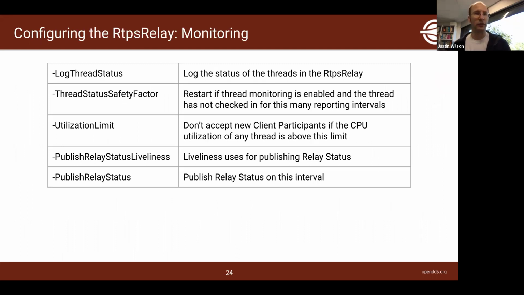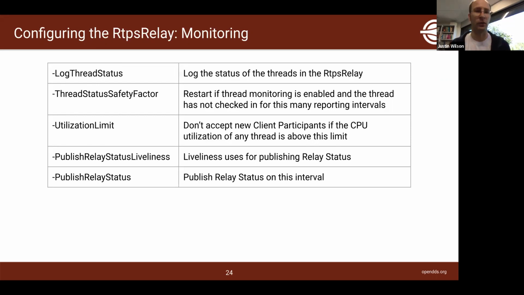So RtpsRelay also has configuration related to monitoring. The first one is you can log thread status. So there is thread monitoring implemented in the RtpsRelay. If you turn this option on, it will log out the thread status as it checks the thread status. And the thread status essentially contains the name of a thread and the utilization. The thread status safety factor is there to restart. It'll essentially abort the application if you enable thread monitoring and a thread has not checked in for this many reporting intervals. So if you are concerned about the RtpsRelay locking up, then you can use this to restart it, which is useful.